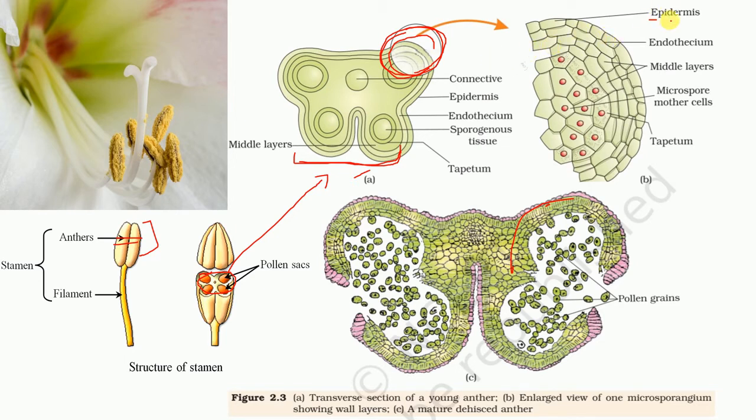See, this is epidermis, the outer layer, and then there will be endothecium, middle layers and tapetum. So this is the fourth layer. But before that, you need to understand this thing. As I told you earlier, this is one lobe and this is another lobe, right? So in each lobe there will be two theca. Actually, this lobe is connected with one type of tissue, known as connective tissue, right? And these are the various layers of that microsporangium. After maturity it will burst, and pollen grains will come out from that microsporangium.